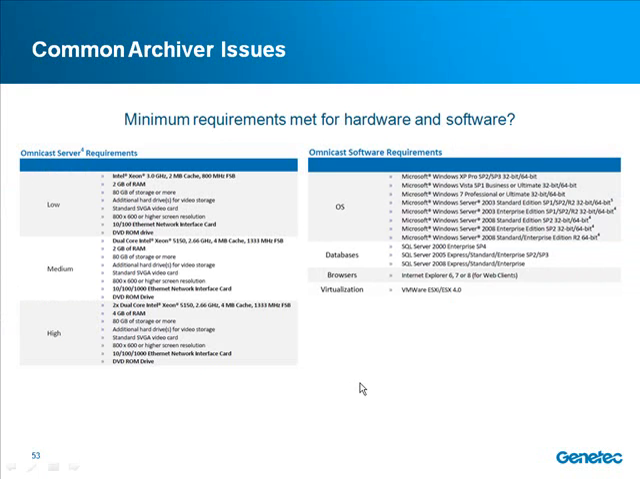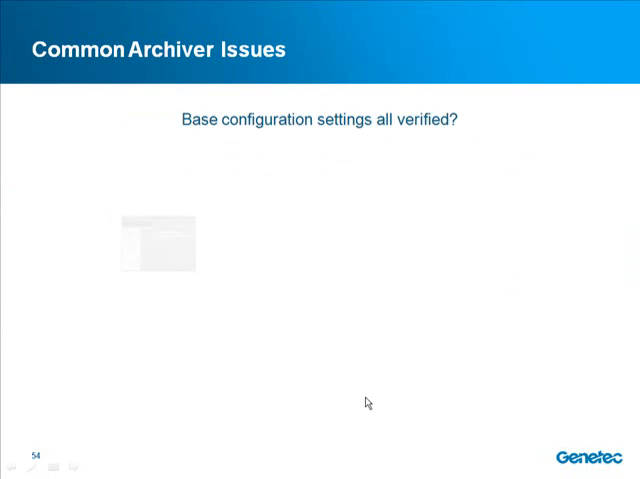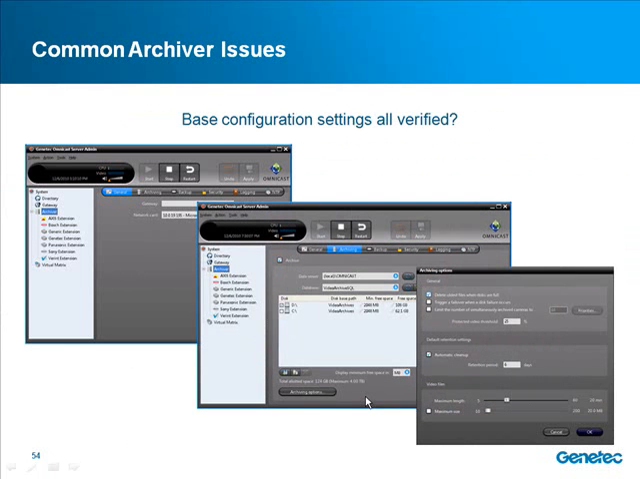Now, the first thing to confirm for a recording issue is that the server has met the minimum requirements for hardware and software, including the database and operating system. It's especially important to double-check all the base configuration settings we went over earlier in the webinar, especially the database settings, and that the archive box is checked in the Archiving tab.